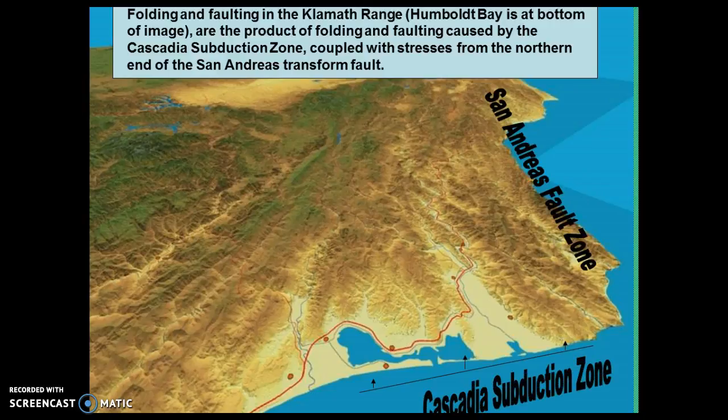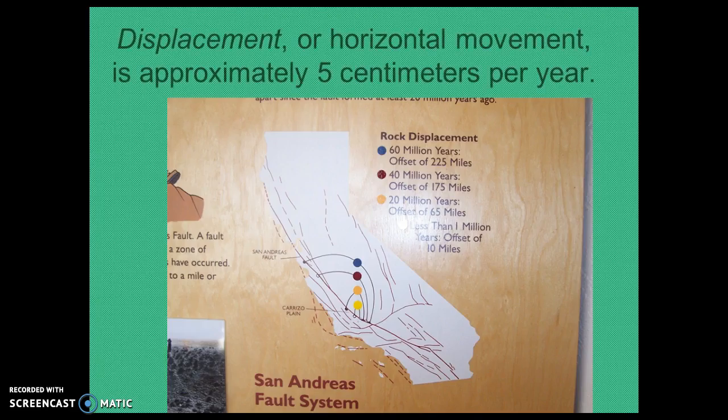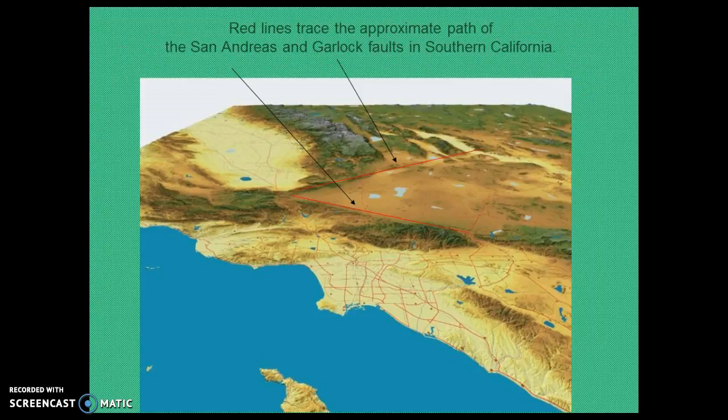best represented on this slide by this convergence of the Cascadia subduction zone and the San Andreas Fault zone, which occurs at Cape Mendocino. Notice the arrows indicating the relative movement of plates, with the subducting Gorda plate plunging underneath the North American plate, with the Pacific plate sliding past the North American plate in that transform zone. This is the displacement along the San Andreas Fault.